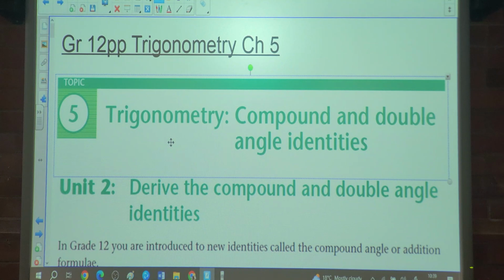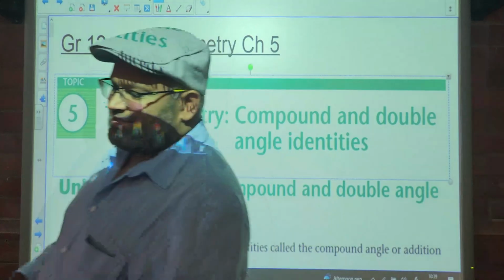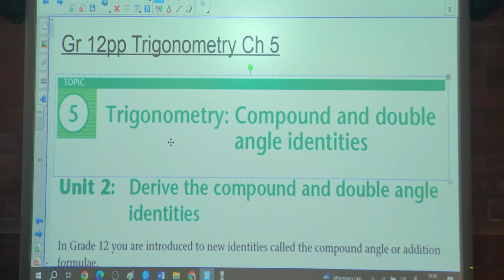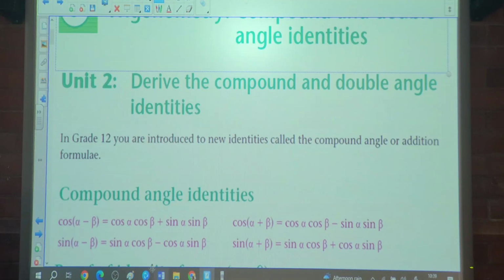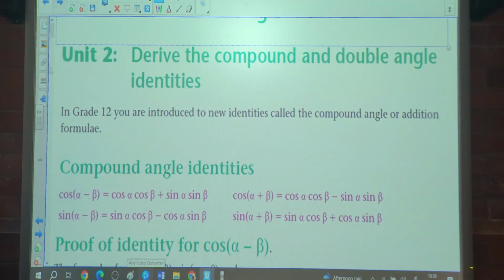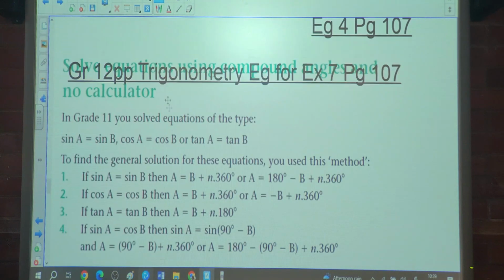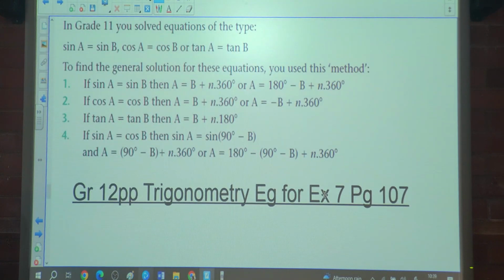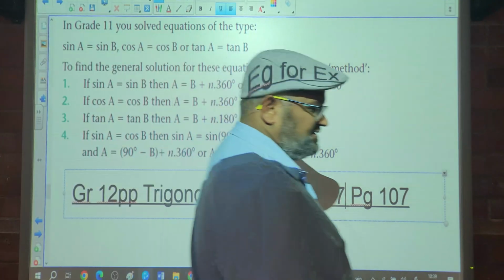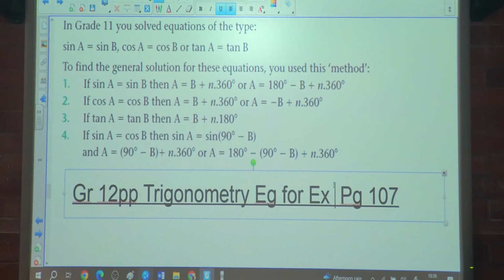So today we're looking at Trigonometry chapter 5. We're looking at the last exercise of this chapter. Before the revision exercise, I think it's the revision exercise as well. So we're looking at the examples for exercise 8, and exercise 8 is on page 100 and 8.